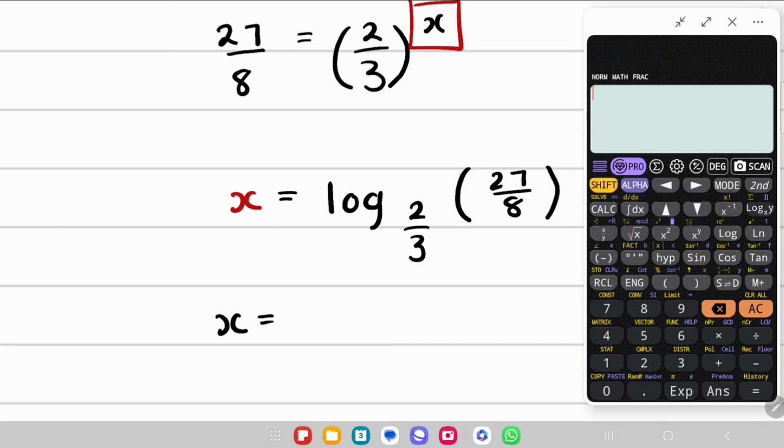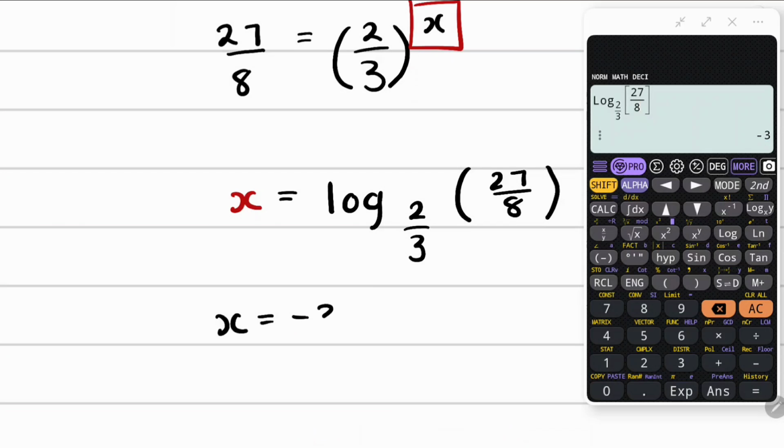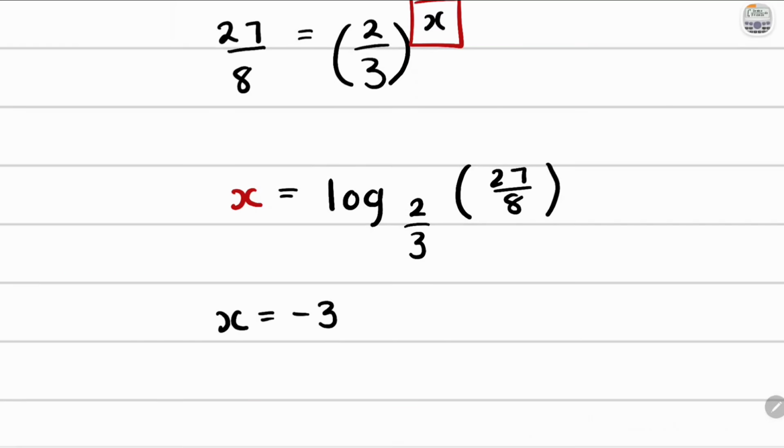On your calculator, make sure to use that log, the one with the base. So 2 over 3 and then 27 over 8. And we get negative 3. Good. You get a nice solid number, negative 3.